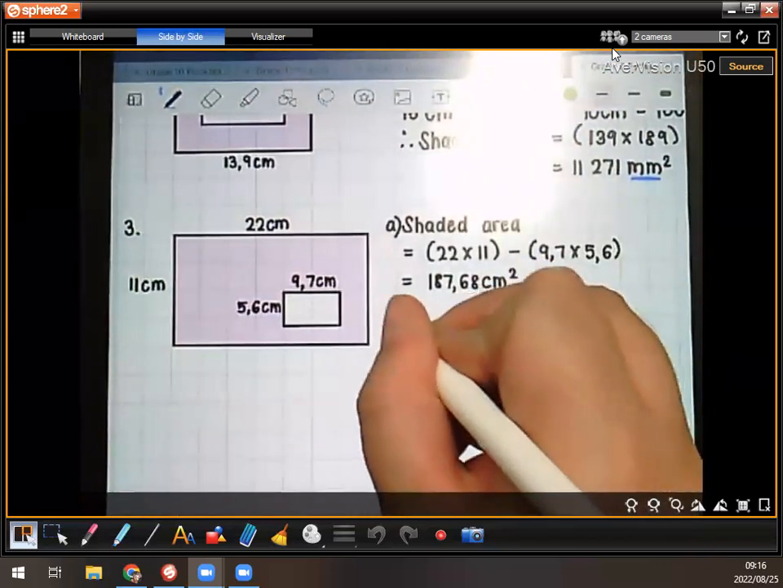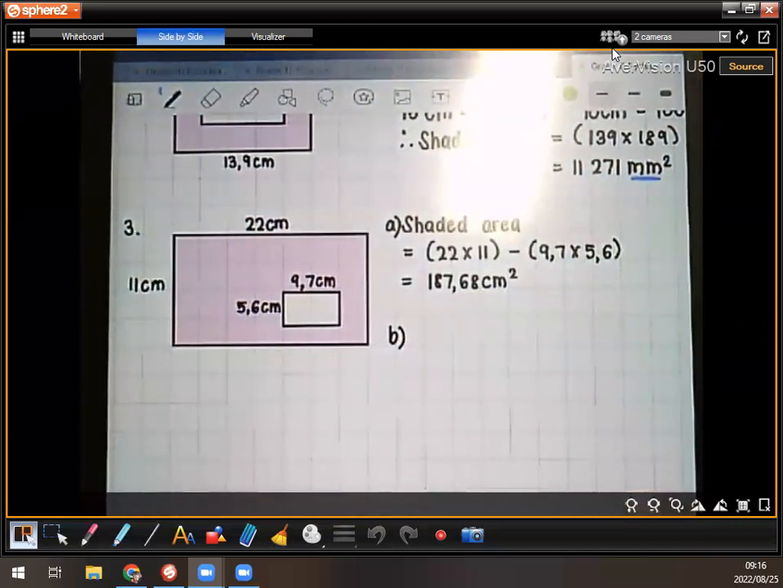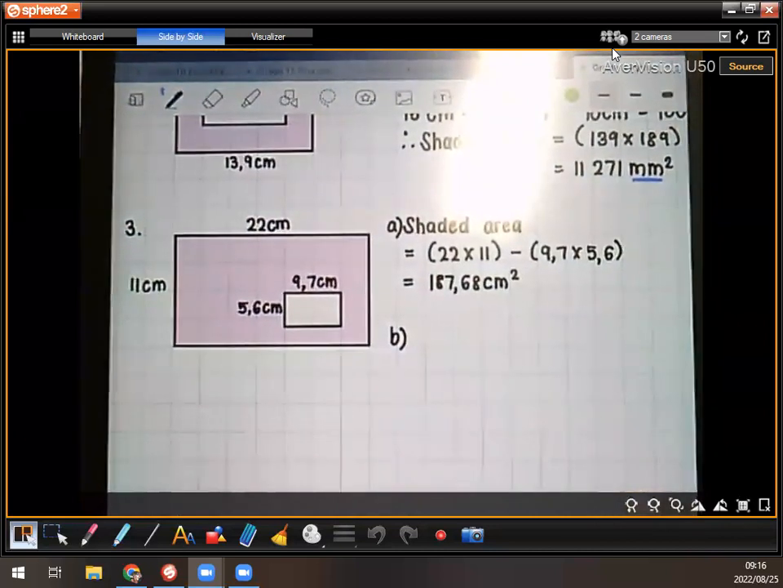So for B, I'm just quickly going to do all of those conversions. It's the same thing, guys. Oh, no, it's not actually. Now we're doing meters squared. All right, so we'll chat about that now.